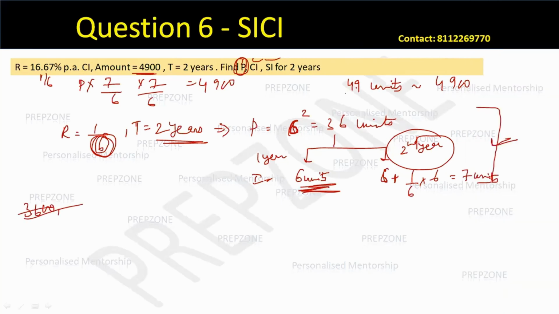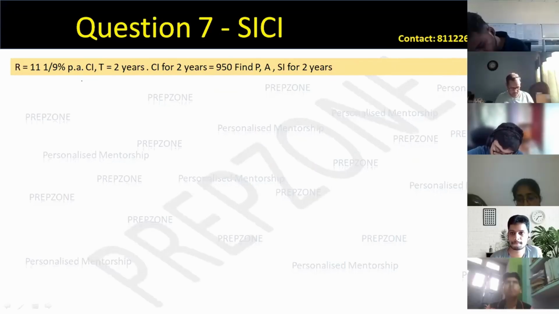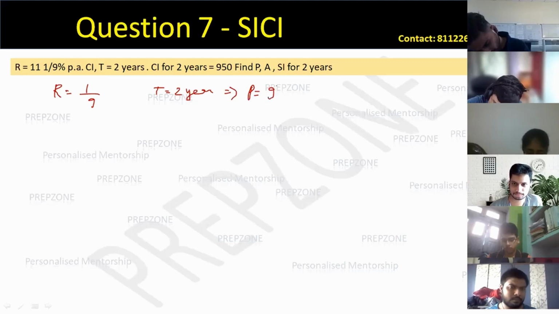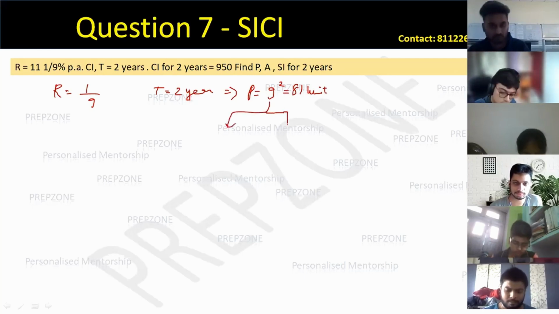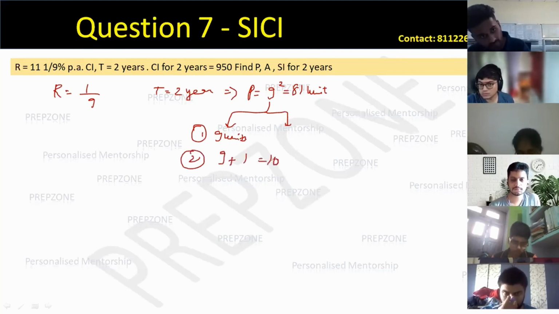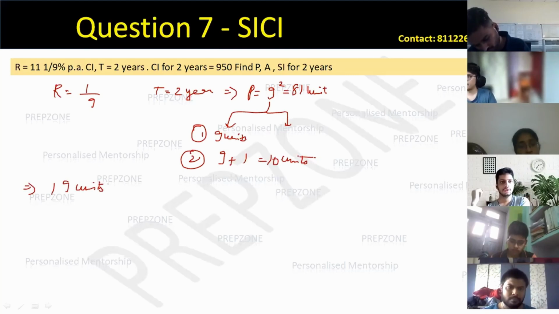Okay. So now see, you already know one method using the formula. Try not to use it and then solve these questions. So we'll take P as 9 square, 81 units. T is 2 years. And R, what is it? R is 11 1/9%, which is 1 by 9. So we will take P as 81, 9 square, 81 units. Okay. Yes. So for the first year, 9 units will be the interest. And for the second year, 9 plus 1, 10 units. Equals to 10 units. Very good. So total 19 units corresponds to 950 rupees. Very good. So 1 unit corresponds to 50.